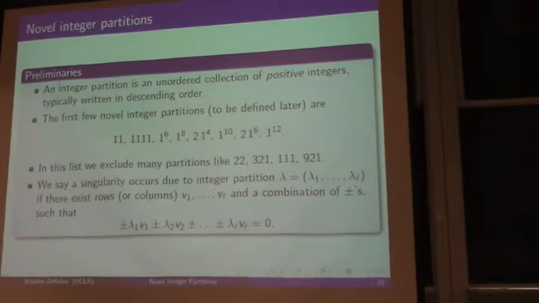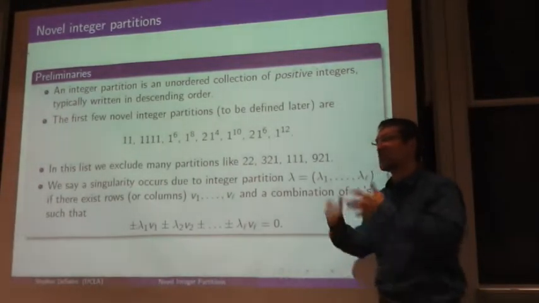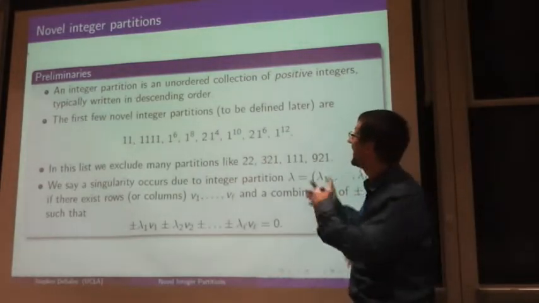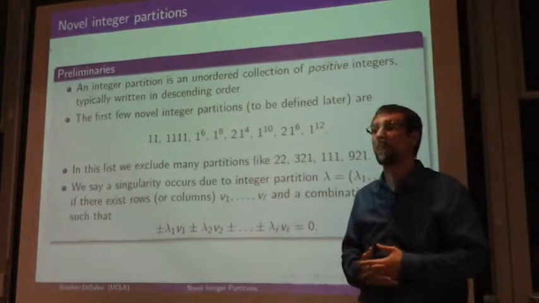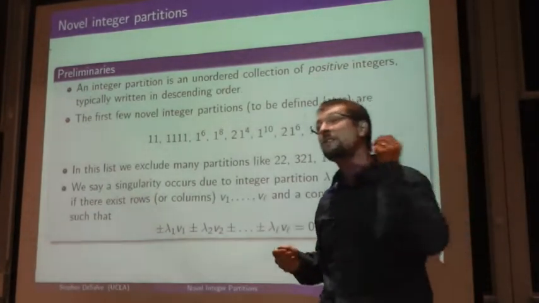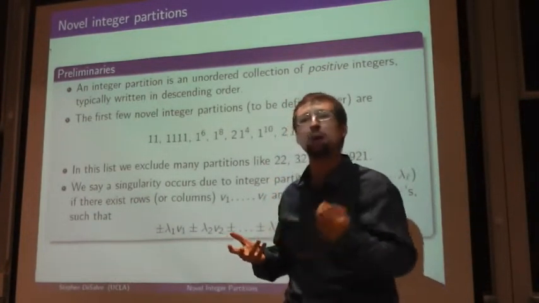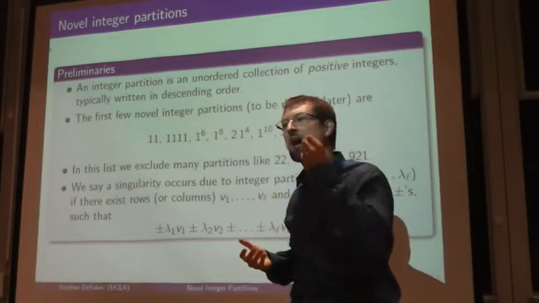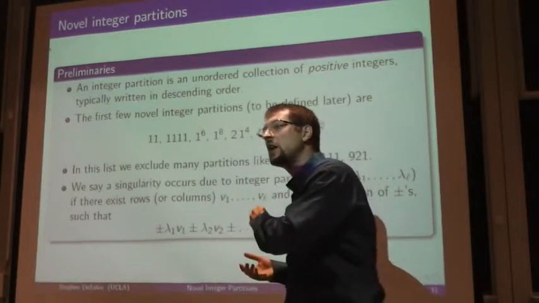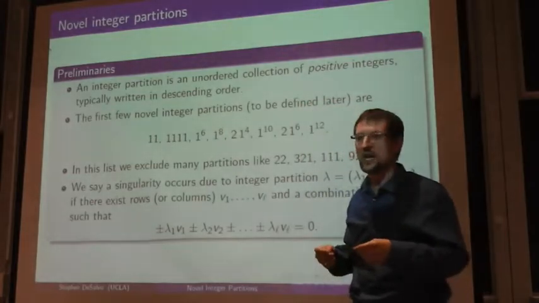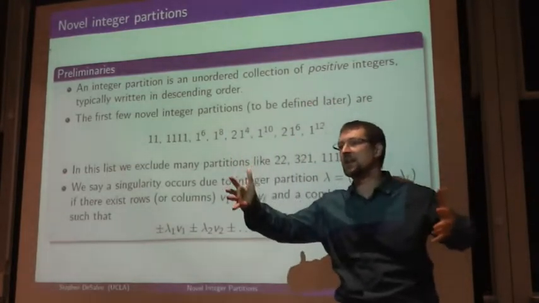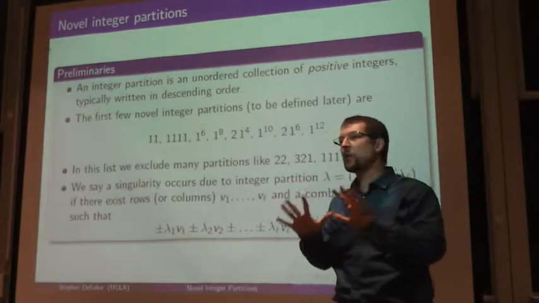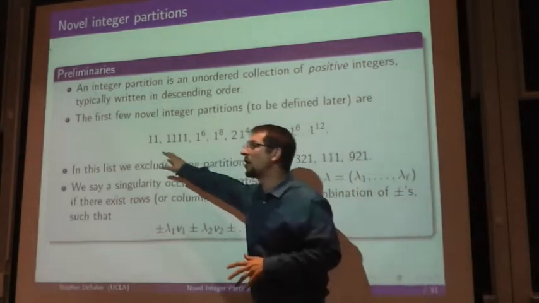Okay, so before I get too much more into it, what is an integer partition? In case you don't know, an integer partition is just an unordered collection of positive integers, typically written in descending order. Now, if you love integer partitions, like I do, you probably think about them differently than how you should probably think about them in this talk. Usually you associate integer partitions with fixing a weight. The sum of all these positive integers is 10, and you look at all of those. Here we're focusing mainly on the number of parts.